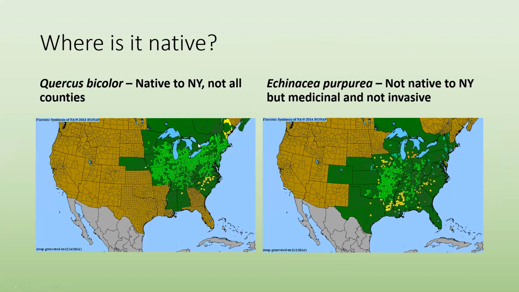Like this is the swamp white oak again on the left. You can see it's native to New York and a lot of the northeastern US. Versus this is Echinacea purpurea, which is really commonly planted. And it's a great medicinal plant, so I still use it anyway. It's not actually native to New York, but it's native to more the Midwest and prairies. But it's not invasive and it's medicinal and a great pollinator plant. So I think that's still beneficial.